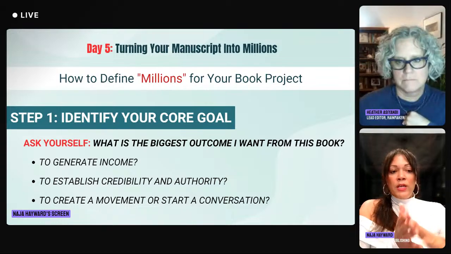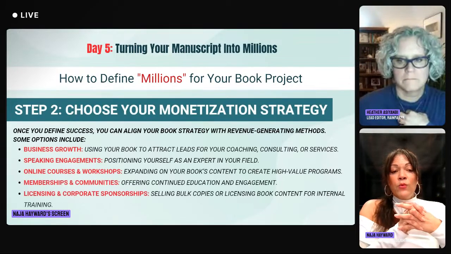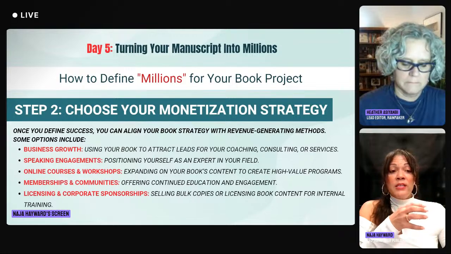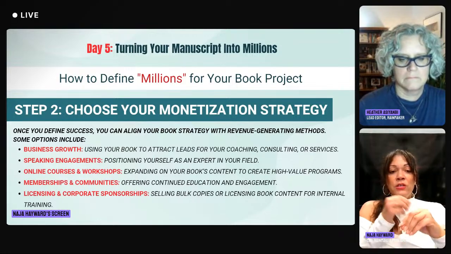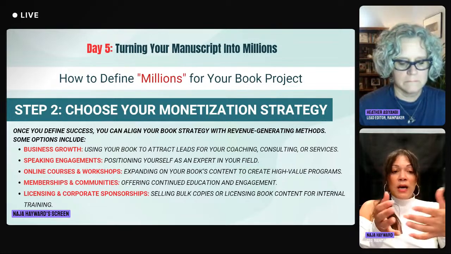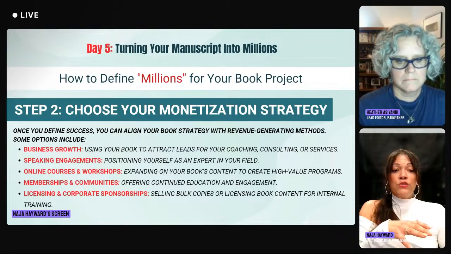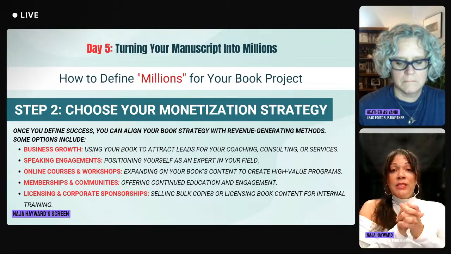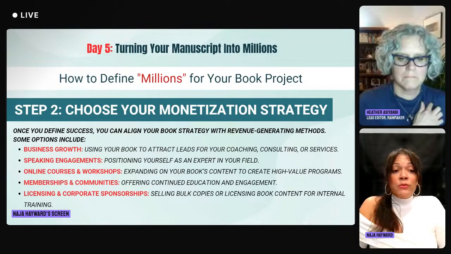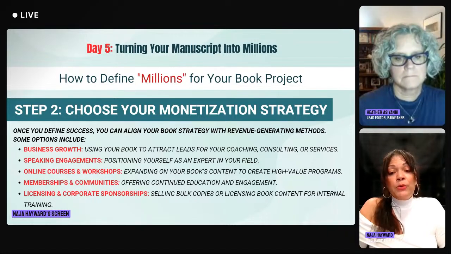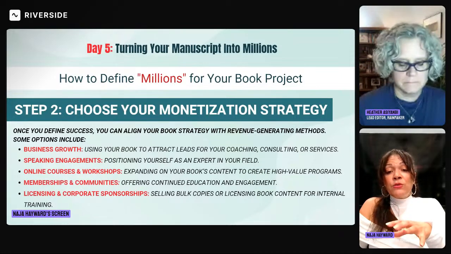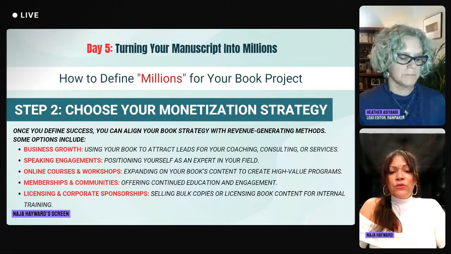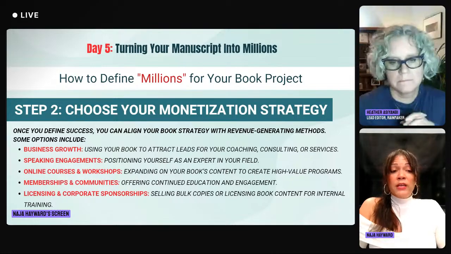Now, step one, identify your core goal. Step two, we want to now have you choose your monetization strategy. So once you define success, you can align your book strategy with revenue generating methods. Some of those options can include business growth, using your book to attract leads for coaching, consulting, or services, new opportunities, speaking engagements, positioning yourself as an expert in your field, which is often a big one that a lot of people who have books add speaking into their arsenal of revenue streams, because it's just a natural complement for authors. Creating online courses and workshops.